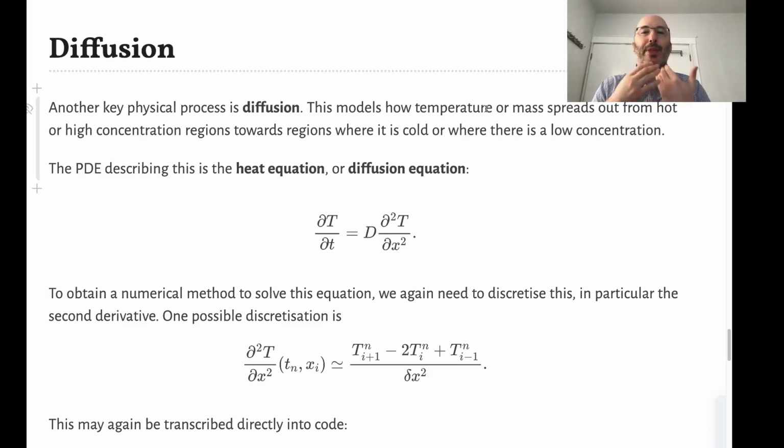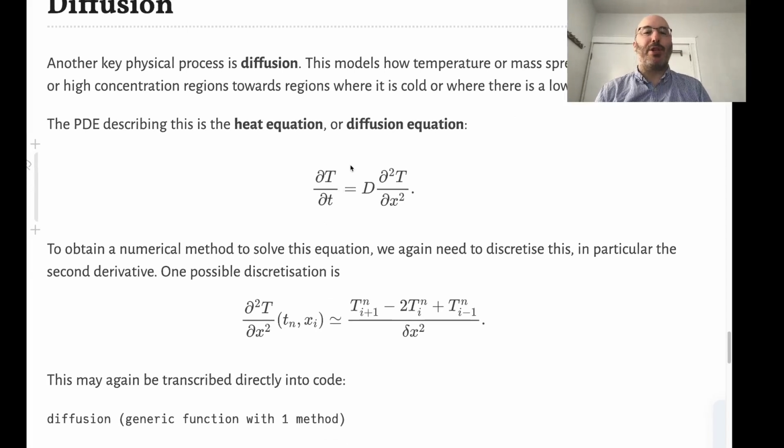And basically, these physical processes are occurring due to random motion of the molecules that make up the system. That random motion results in this effective spreading out process. And that's described by this partial differential equation. So the partial derivative of the temperature with respect to time is some constant times the second derivative with respect to space. And this is called the heat equation or diffusion equation.